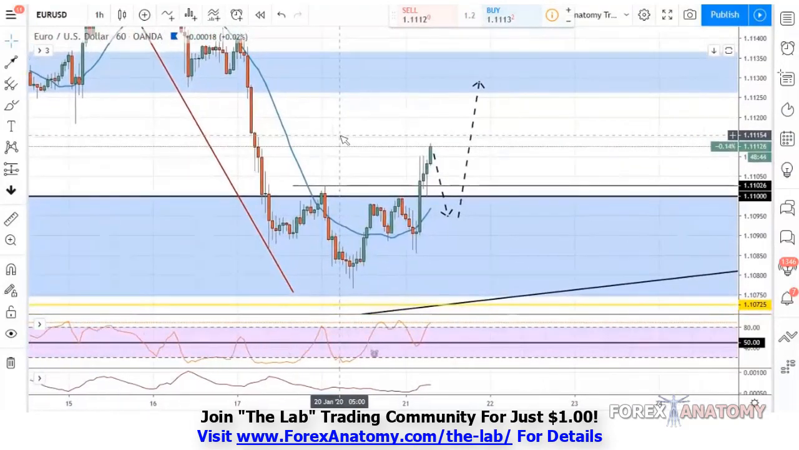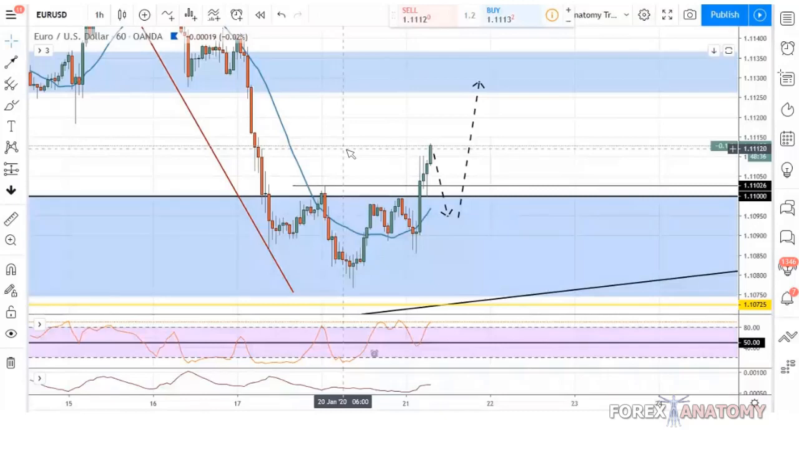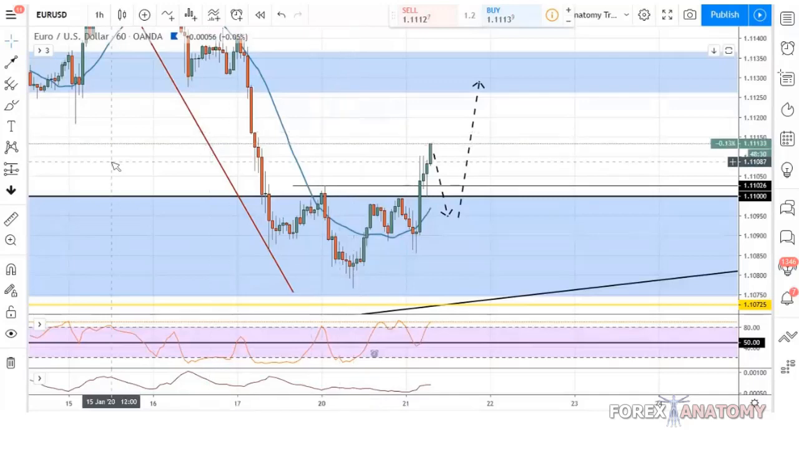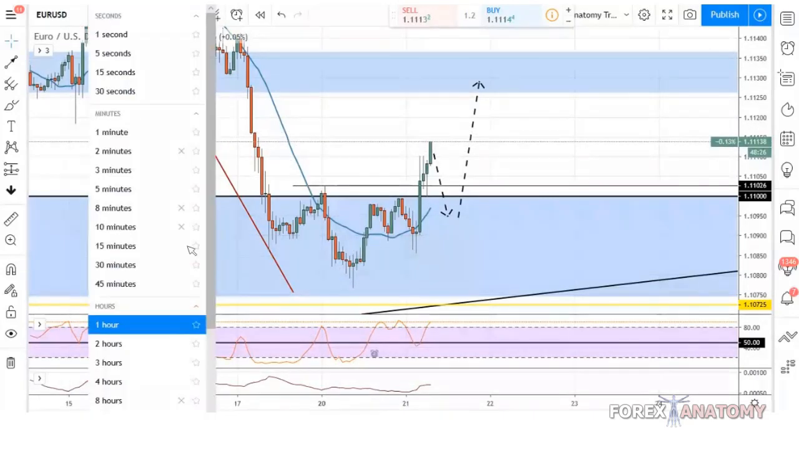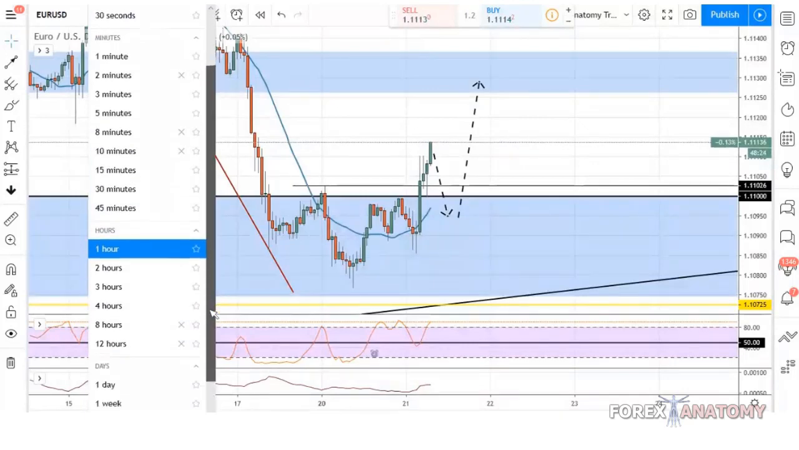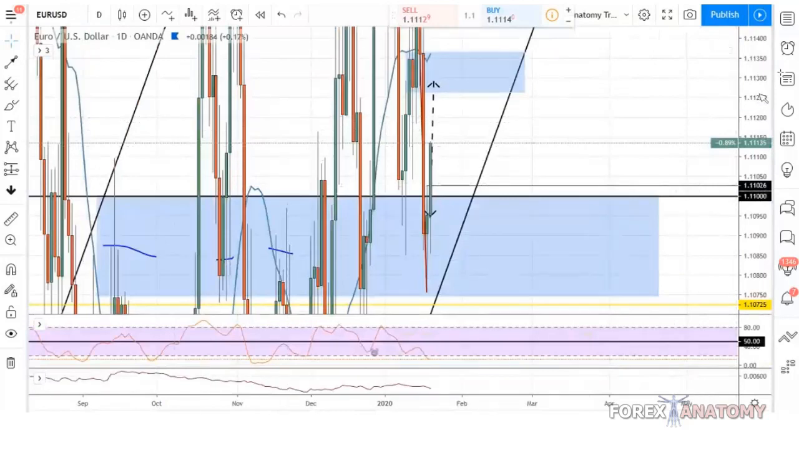So, I guess there aren't any questions. So I guess we can move on and talk about our next pair, which is the US dollar Japanese yen. Let's do that right now. But first, let me go to the daily first. I'm going to go to the daily chart, and then I'm going to go to the US dollar Japanese yen.